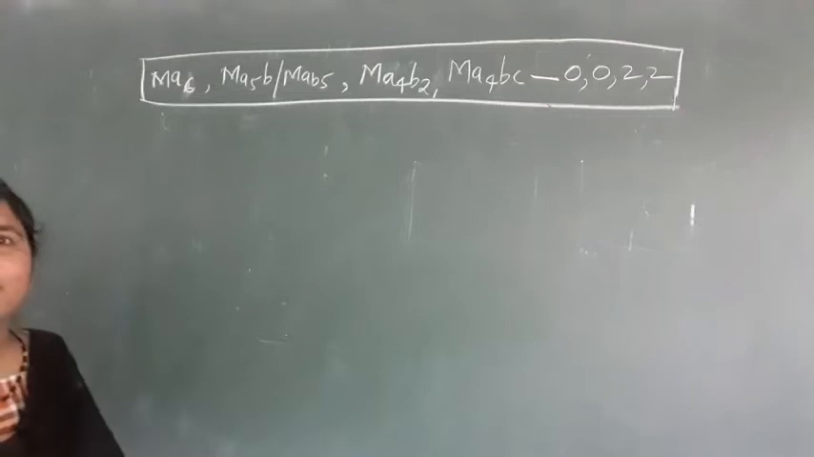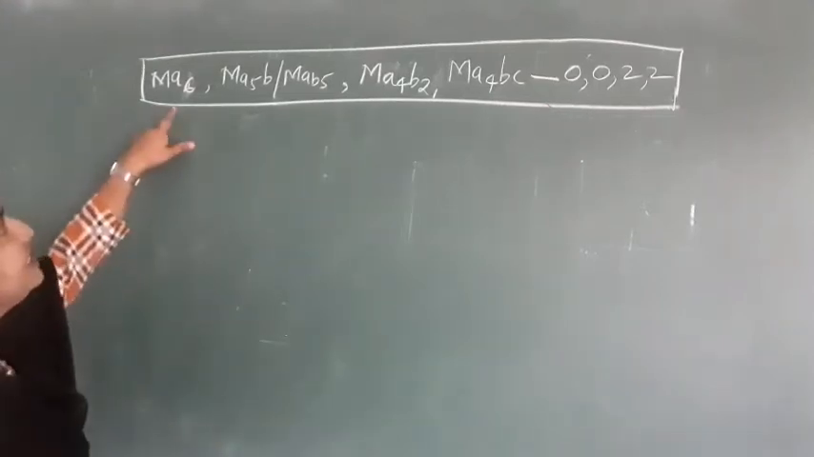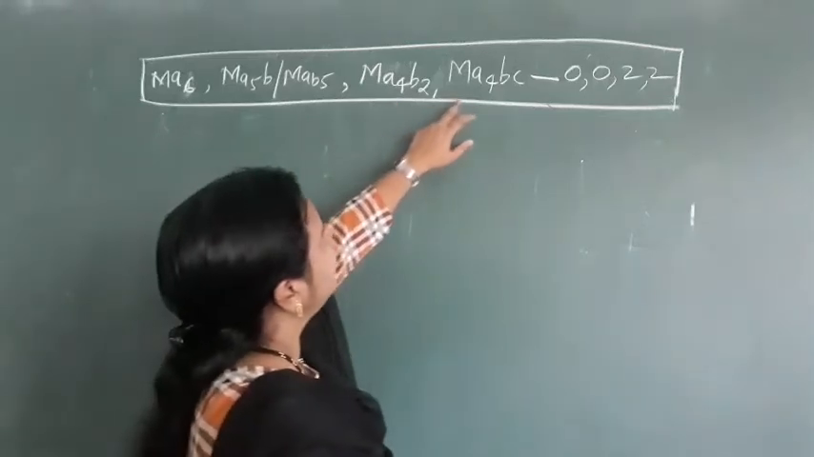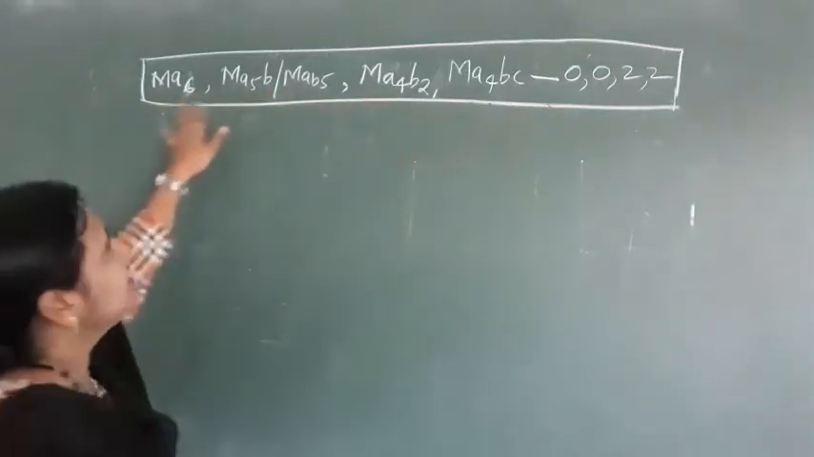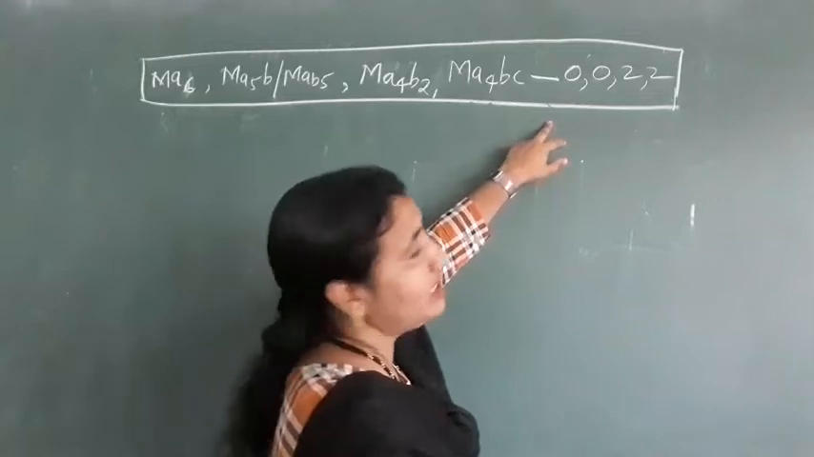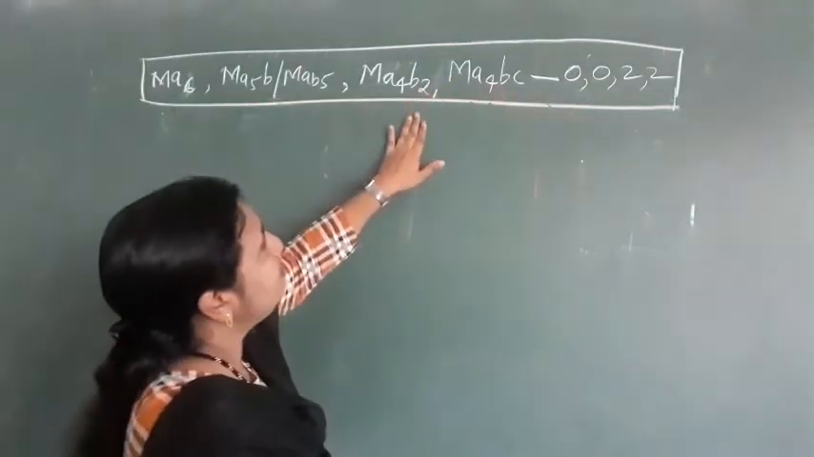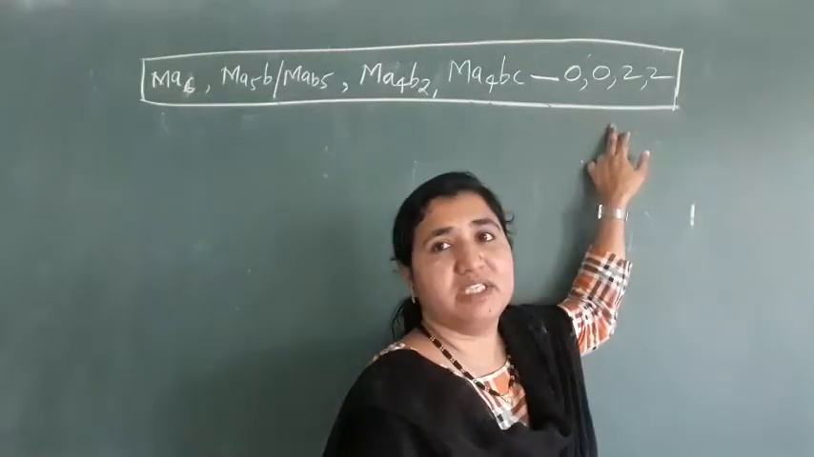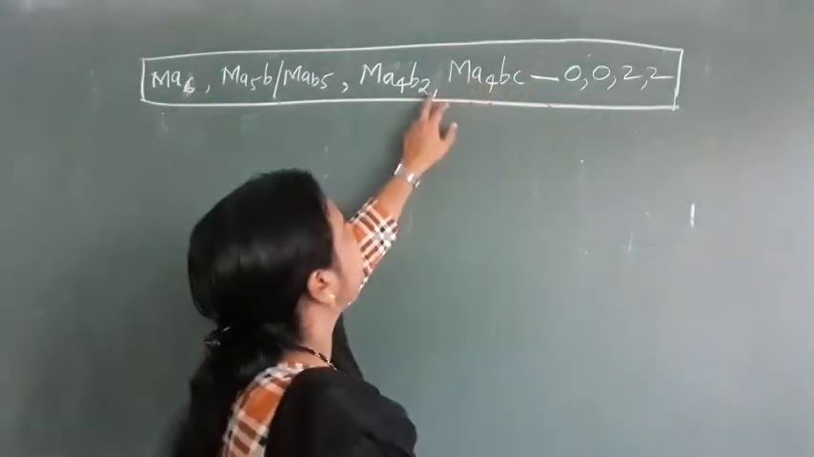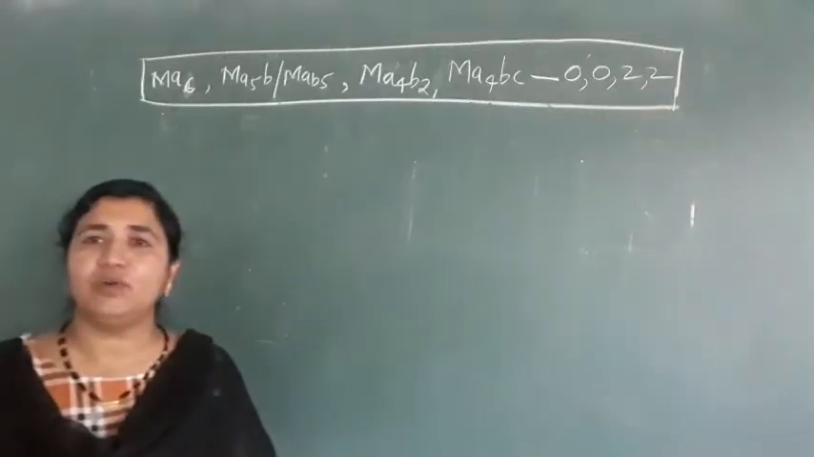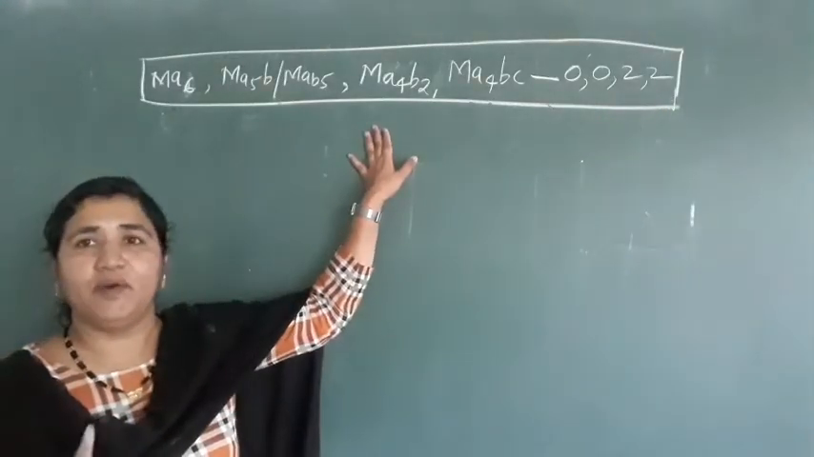Please remember this code. We have seen Ma6, Ma5B, Ma4B2, Ma4BC. Ma6 has 0 geometrical isomerism, Ma5B has 0 geometrical isomerism, Ma4B2 has 2 geometrical isomerism and no optical isomerism, and Ma4BC has 2 geometrical isomerism. So 0 0 2 2. This is one stop here.